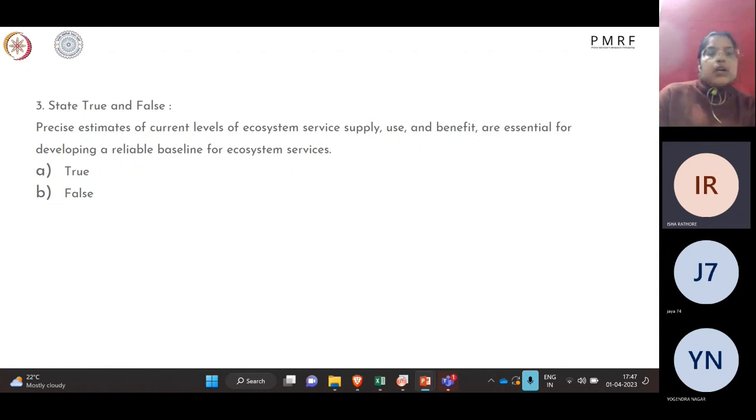So we have an answer. Yes, the statement is true. So you need to assess the current level of ecosystem service supply, use, and benefit for developing the relevant and reliable baseline for doing your ESR. So the statement was true, as you stated.